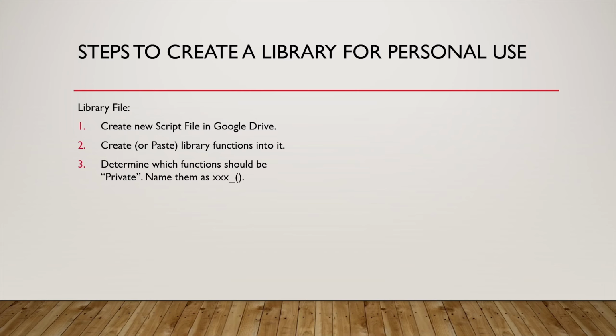And determine which of the functions in the library need to be private. That means that they won't be accessed from outside the library, and they are only intended for use within the library. Okay, and to make it private, you then add an underscore to the function name.